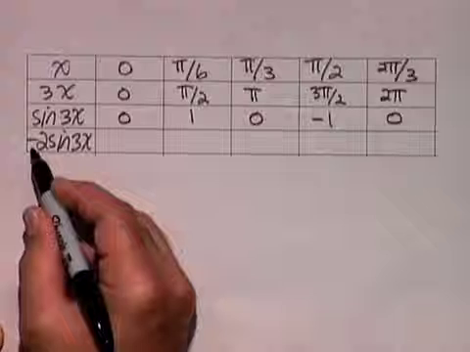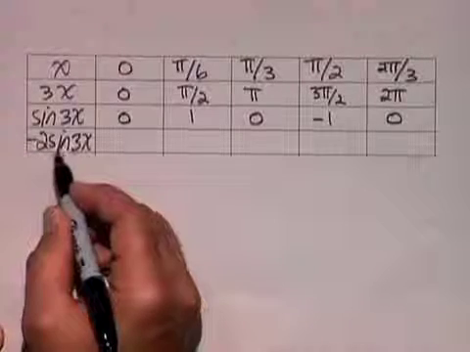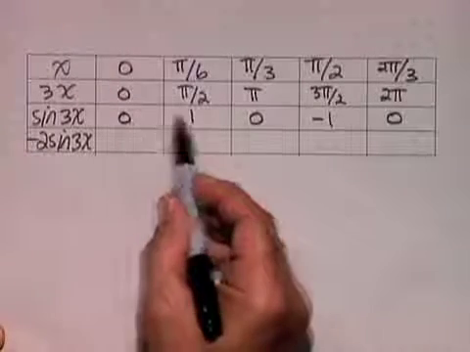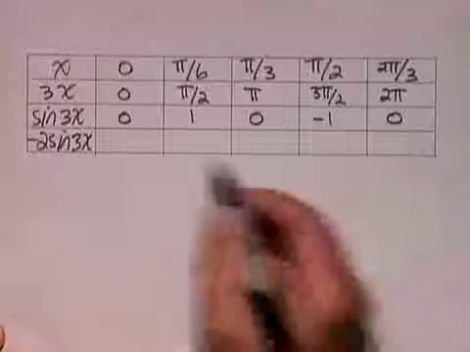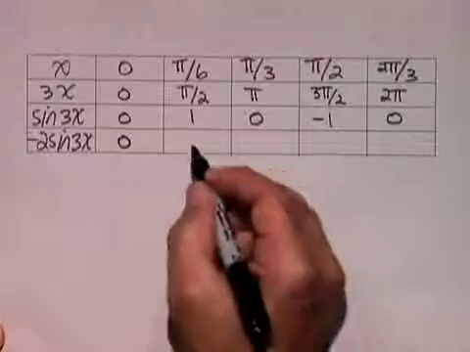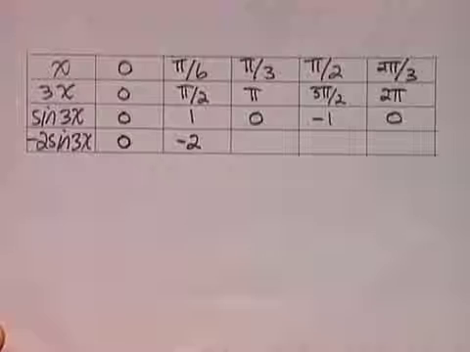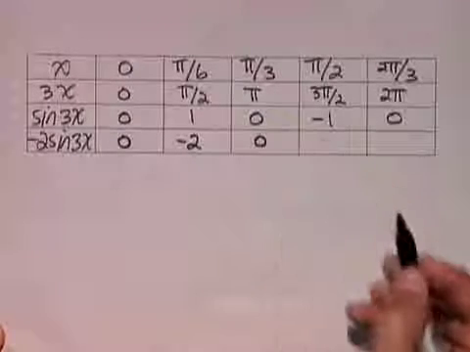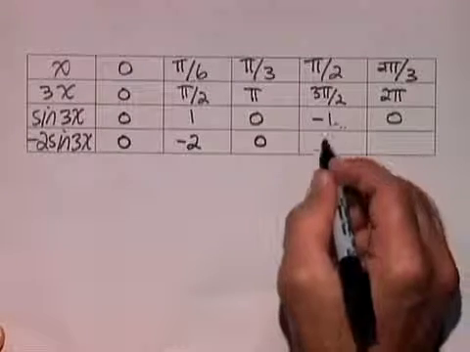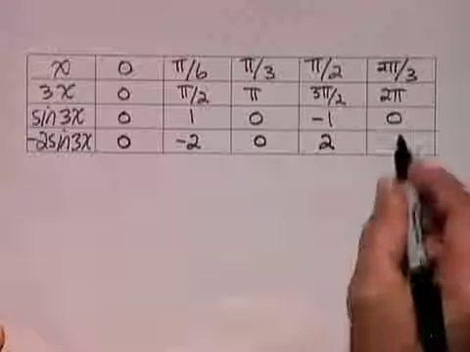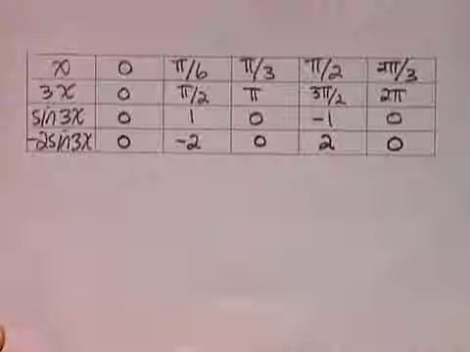Now let's find negative 2 times sine 3x. That means we're going to multiply each number here by negative 2. So that would be 0. 1 times negative 2 is negative 2. This would again be 0. Negative 2 times negative 1 is positive 2. And then this would be 0.